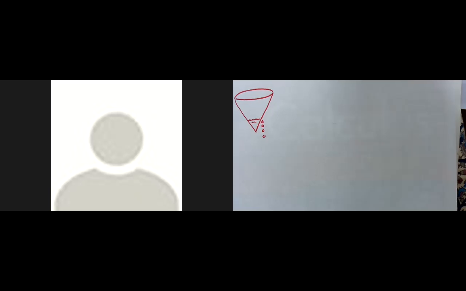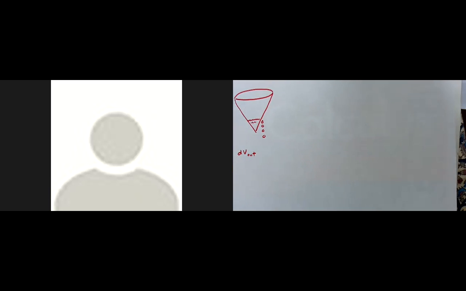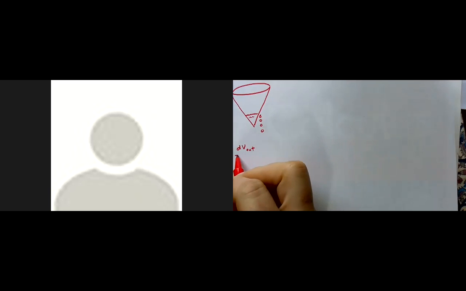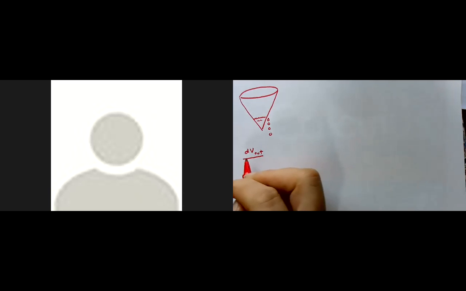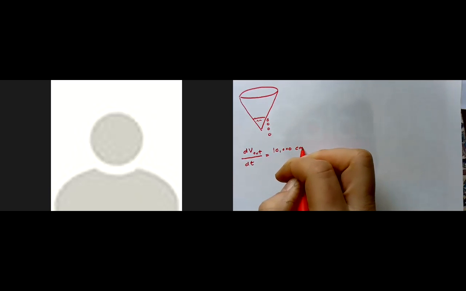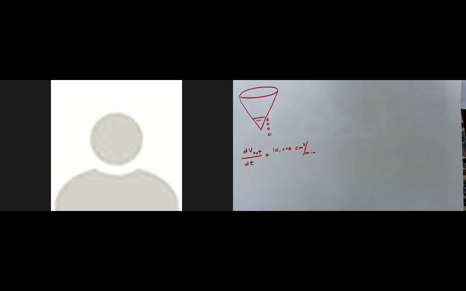So it is leaking out at a rate of 10,000 centimeters cubed. So that's dV, and I'm going to put out underneath it, because they're talking about water going out. So maybe there's water going in, right? So that's the out dt, and that is 10,000 centimeters cubed per minute. And again, this is related to the change in the volume, change in time.